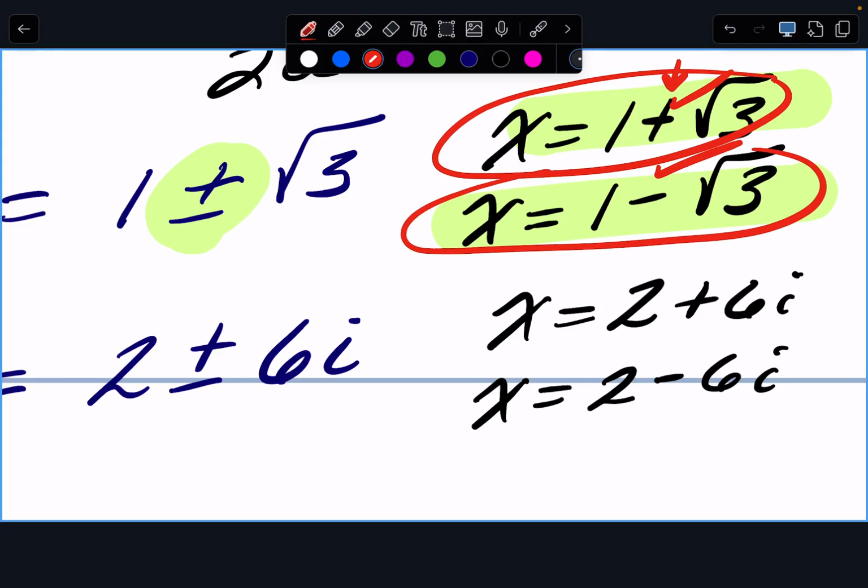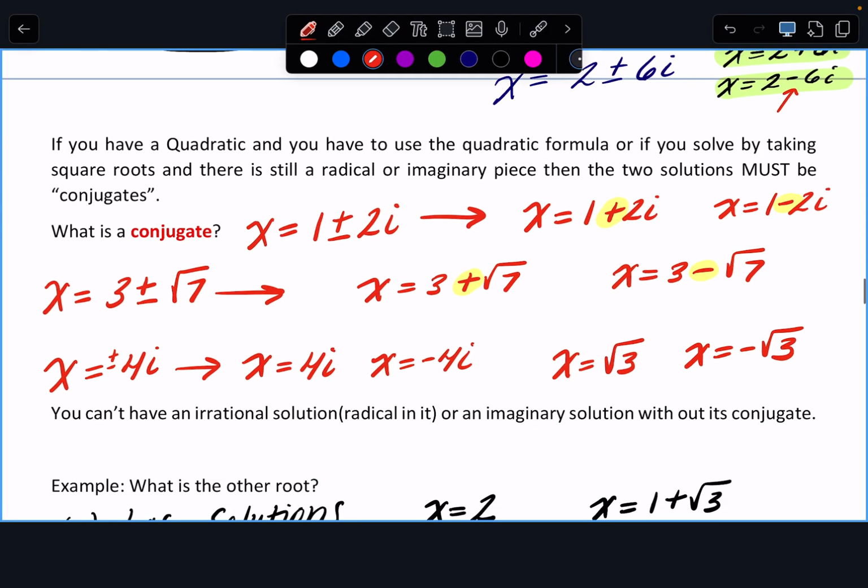If they ask why, you'd say because it's built into the quadratic formula, a plus and minus. Same thing here. It says if you have an imaginary solution, its conjugate must also be a solution. So remember, a conjugate is only a change of sign in the middle. Don't change both signs, only a change of sign in the middle. So that's right here coming up. So notice all of these have conjugate solutions. See, I've done plus and minus in all of them.